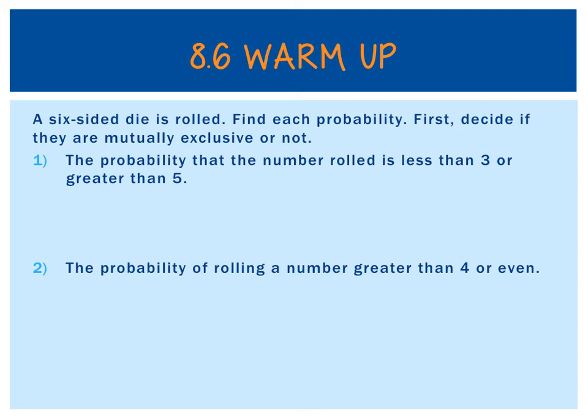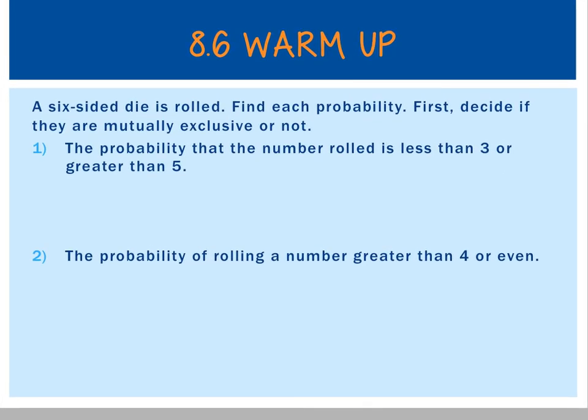So the probability that the number rolled is less than 3 or greater than 5. The question is, are those mutually exclusive? Yes, right? You can't have a number that's less than 3 and also greater than 5. So if they're mutually exclusive, we just literally add, because it says or, we add the probability of each occurring.